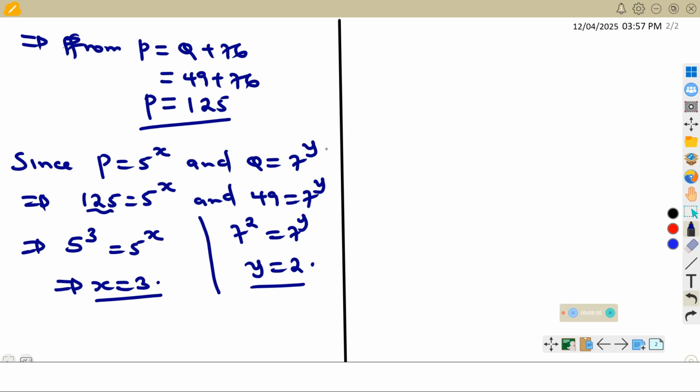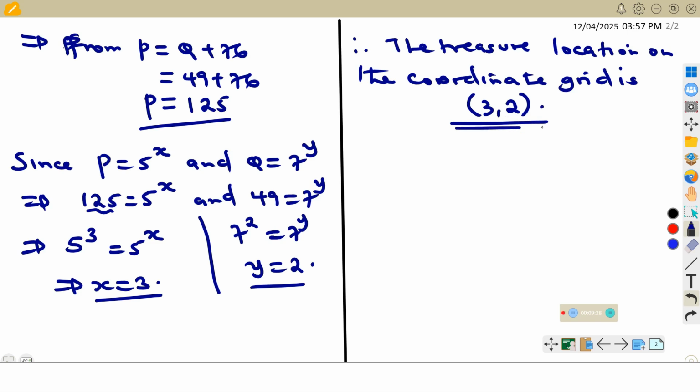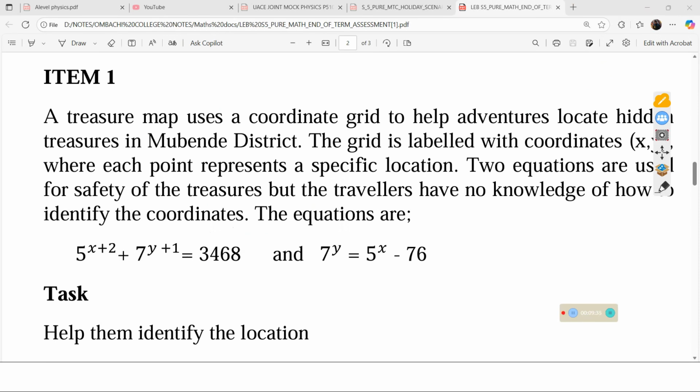For that case, it implies the treasure location. So the treasure location on the coordinate grid will be (x, y), where x is 3 and y is 2. It will be (3, 2), and that will be the required answer for this question.